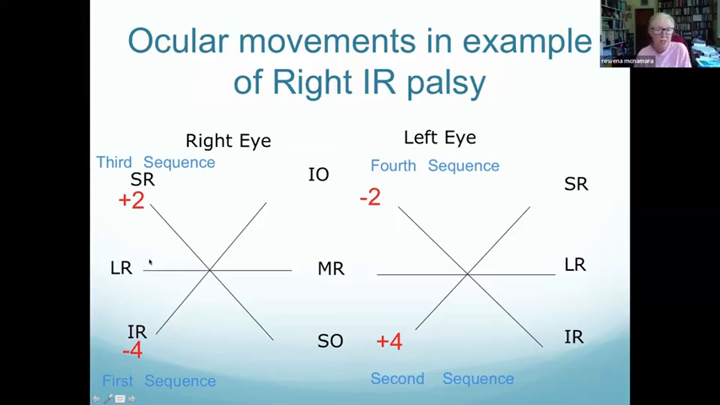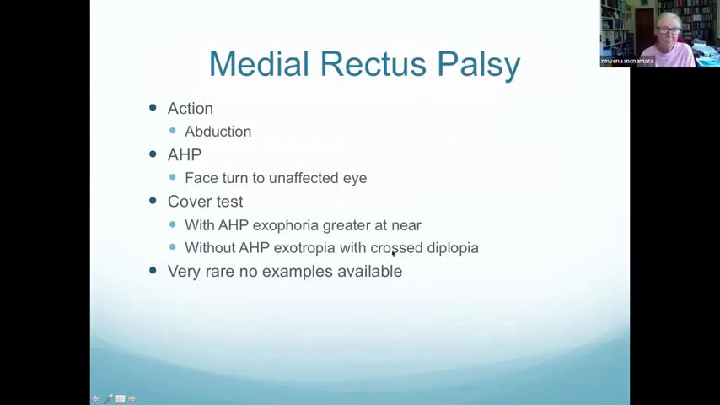So I hope that you can start to see that there are patterns, because you can see the unison of the right and the left eye synergists, and the pattern is always minus, plus, plus, minus. Medial rectus palsy is difficult for me to illustrate for you because it is so rare. So I don't have any examples. In all my years of practicing as an orthoptist, I have never seen a pure medial rectus palsy. I have seen lower division third nerve palsies, but I've never seen a medial rectus palsy which is caused by a lesion in the third nerve.